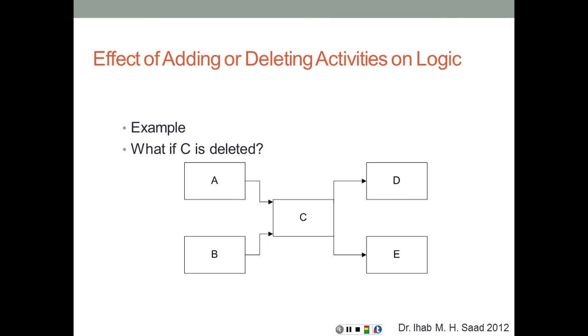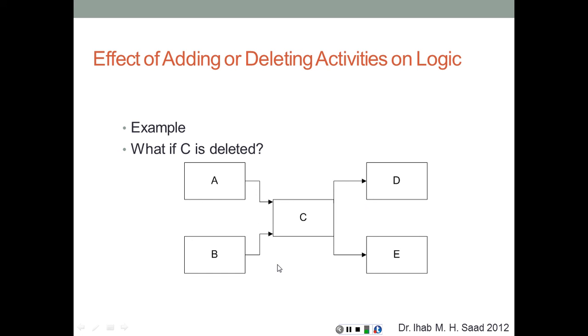If we add an activity, for example, how is that going to affect our logic? So if we add activity C as it appears here in this graph, activity C has been inserted. So we need to detach activity A from D and B from E and connect A and B to C and connect C to D and E. So we're going to change the logic that links the different activities.